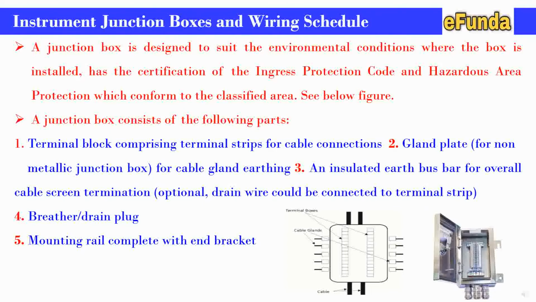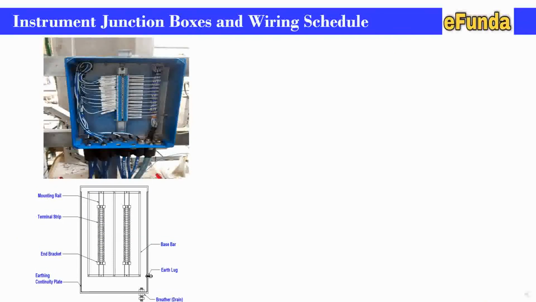This is all one can see in a reference figure where the junction boxes with the terminal boxes, cable glands and cable entries are shown. One can see instrument junction boxes with their wiring schedule.